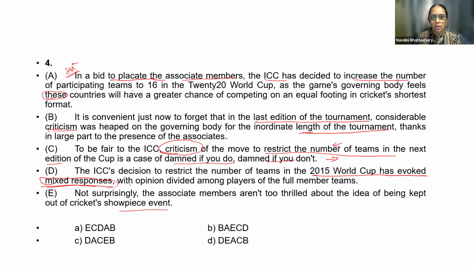Yeah. With opinion divided among players of the full member teams. So are these two related? Or something else should come in between? Okay, let's look at this. Not surprisingly, the associate members aren't too thrilled about the idea of being kept out of cricket showpiece event.